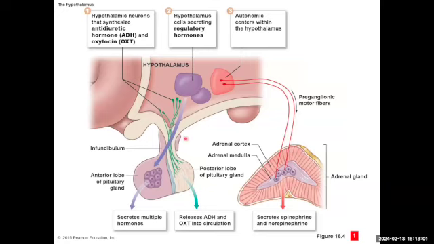So let's start by talking about the posterior lobe of the pituitary gland. The posterior lobe of the pituitary gland, the neurohypophysis, is only going to secrete two hormones. Very easy. You only need to memorize two hormones for the posterior pituitary gland, also known as the hypophysis. Those two hormones are ADH and oxytocin.